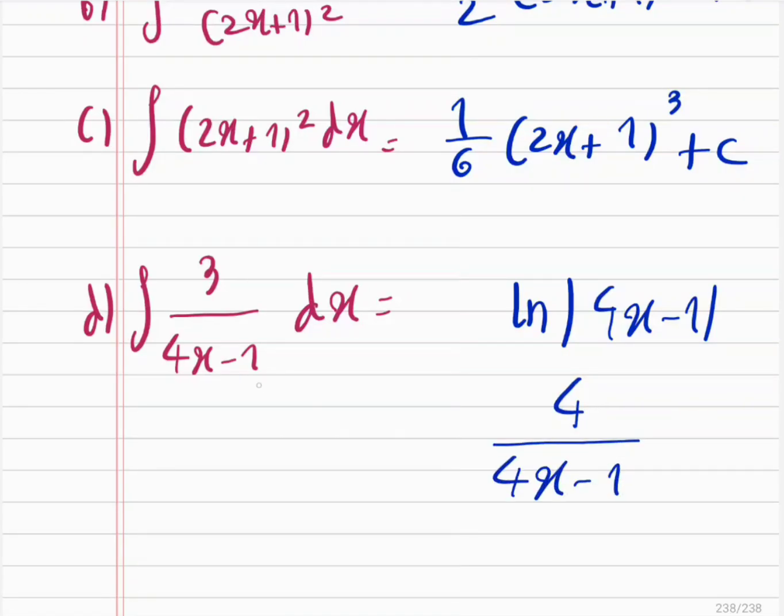Now the denominator is the same. The only thing is just the numerator, because here it is 3 but here it is 4. So we just need to multiply by a constant such that it gives us 3 in the numerator and gets rid of this 4. So that is simply 3 over 4, because the 4s will cancel out and then we'll have just 3. Therefore, here is 3/4 ln(4x - 1) + c.